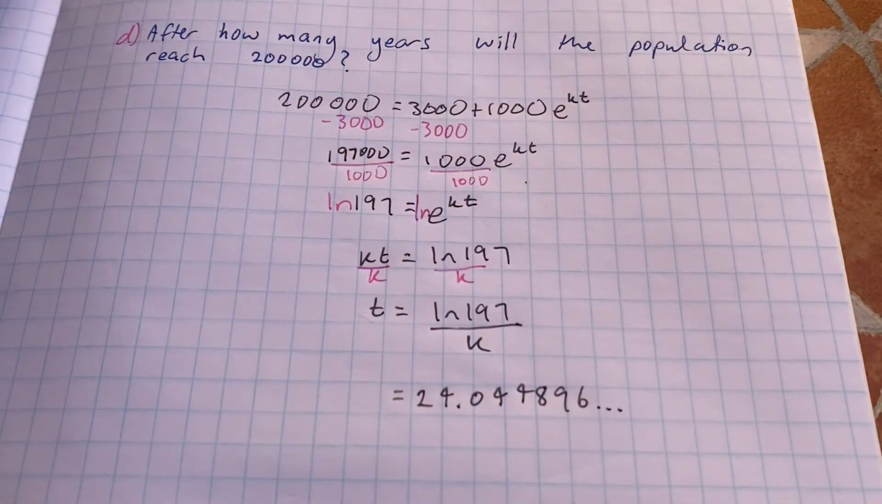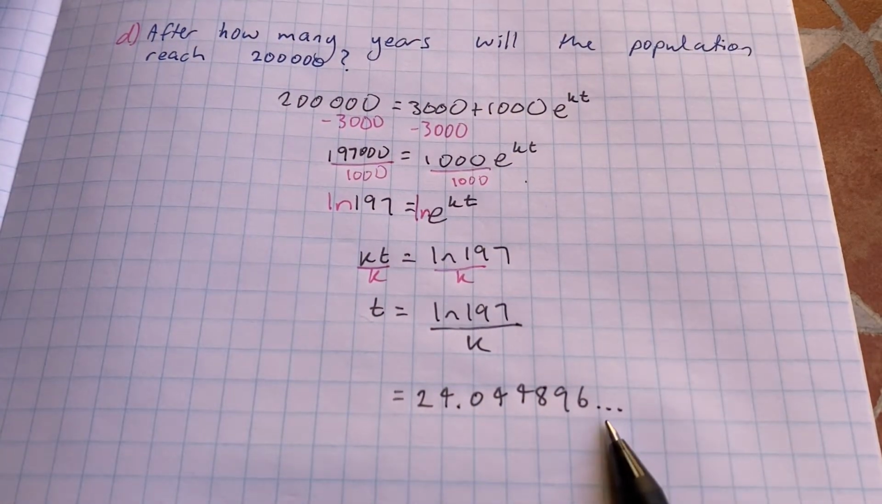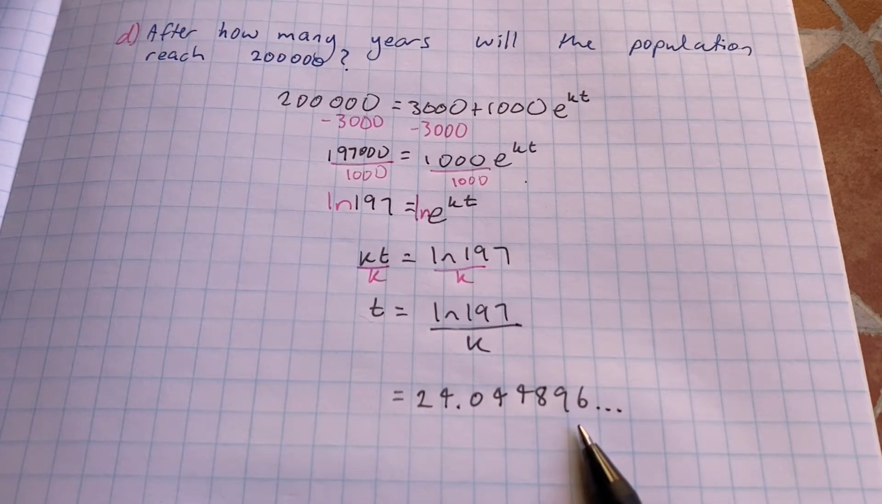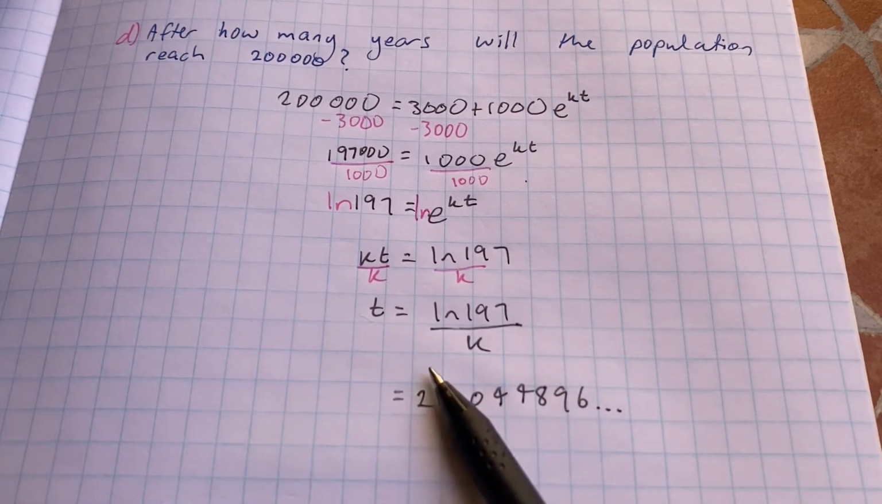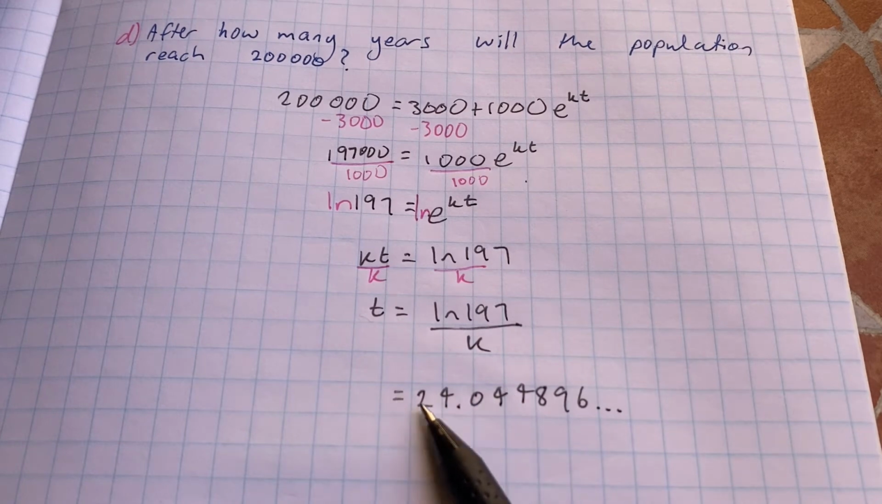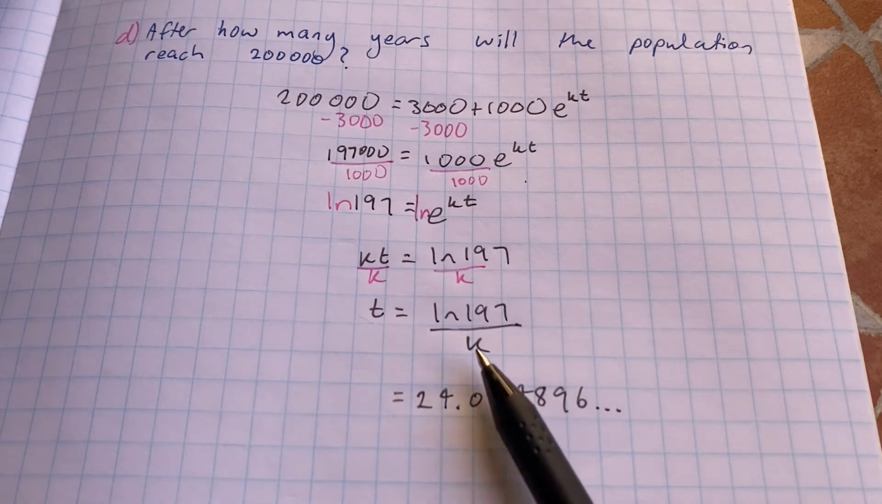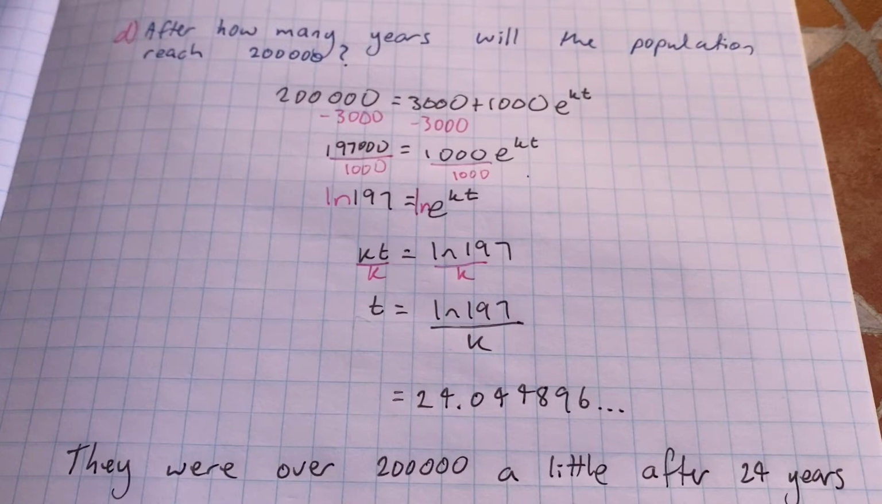Now, depending on the wording of the question, it's interesting how you might write your answer here. It is over 24 years, but it's only just over 24 years. If they were saying how many whole years will the population first be over 200,000, you may need to give a word answer where you've said it's over 24 years, so after 25 years is when they were over 200,000. But in this particular case, I've just put they were over 200,000 a little after 24 years.